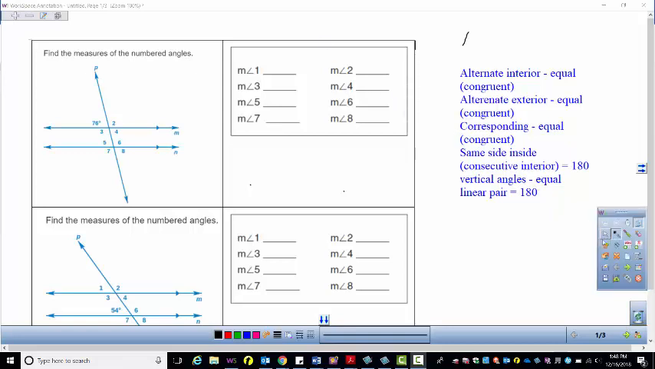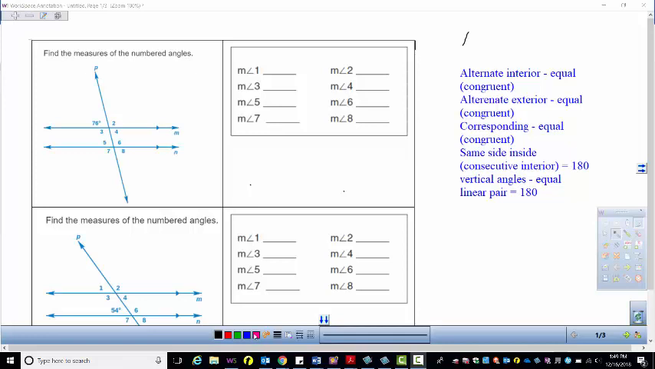Okay, so in this video we are going to look at the angle pairs that we looked at last time when we had two parallel lines and a transversal. So when we had two lines that were parallel and a transversal line that crossed both of them. And the names of our angles were alternate exterior, alternate interior, corresponding, same side inside, so those are consecutive interior, vertical angles, and linear pair.